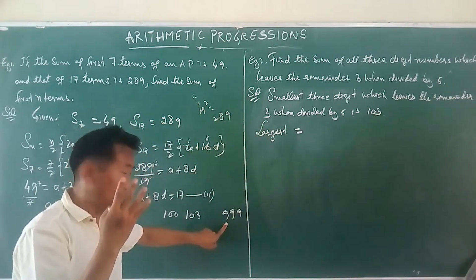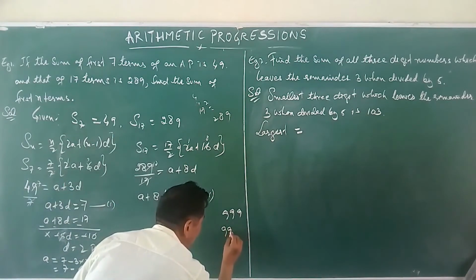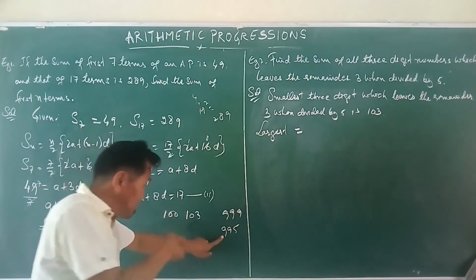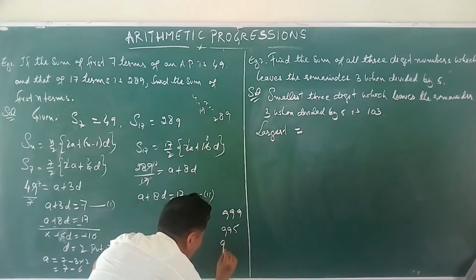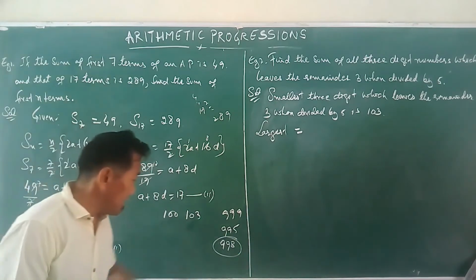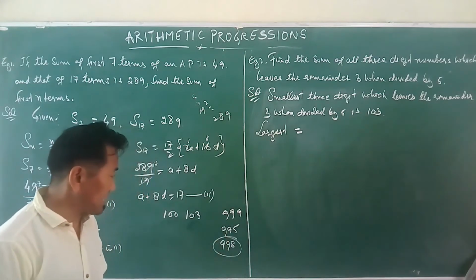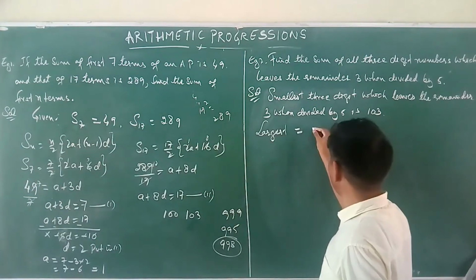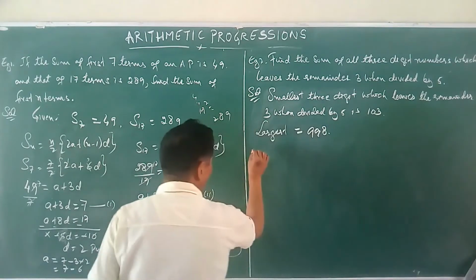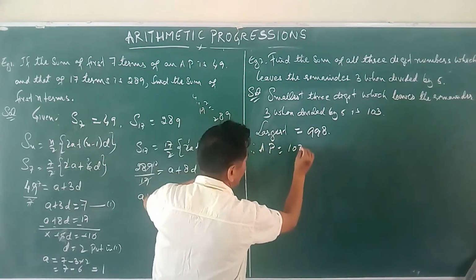1000 is a 4-digit number. 995 is divisible by 5, so it doesn't leave remainder 3. So it should be 998. The last is 998. Why? 995 leaves no remainder, so the next is 998. Therefore the starting number is 103 and the last is 998.